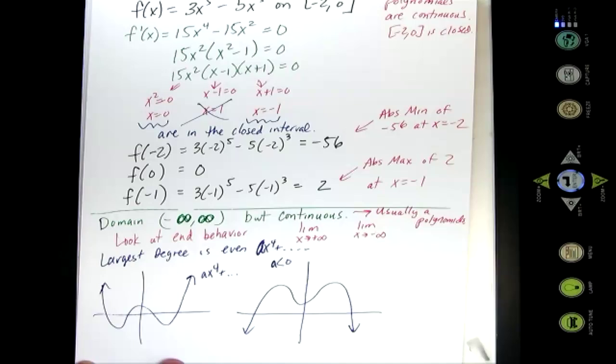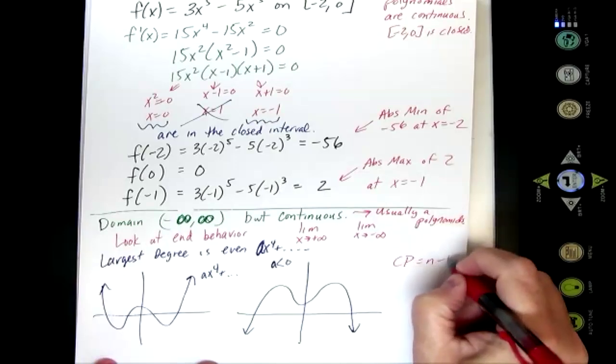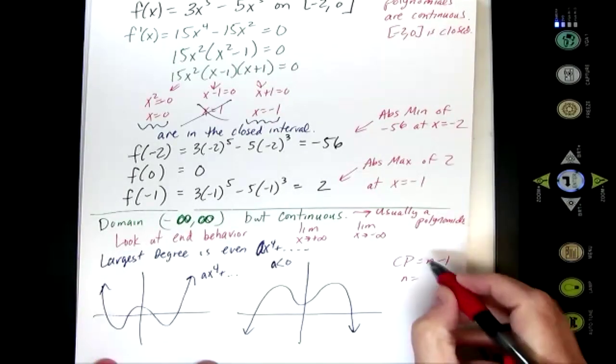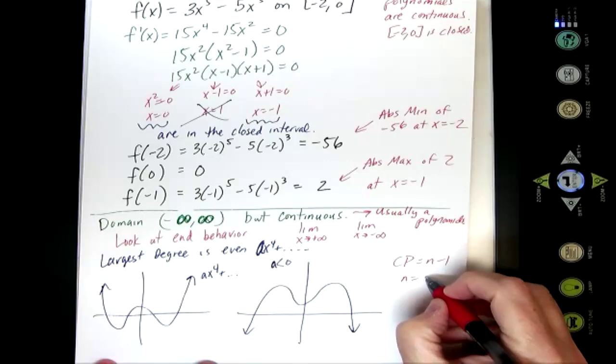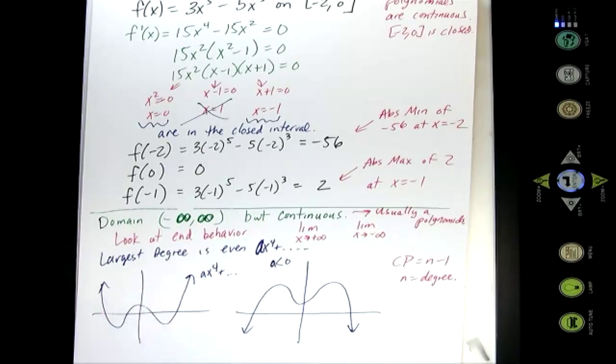And this is going to happen with any even degree. You'll just have more turning points. The number of critical points, or turning points, is n minus one, where n is the degree. We can have that many critical points. So I had x to the fourth, there's three.